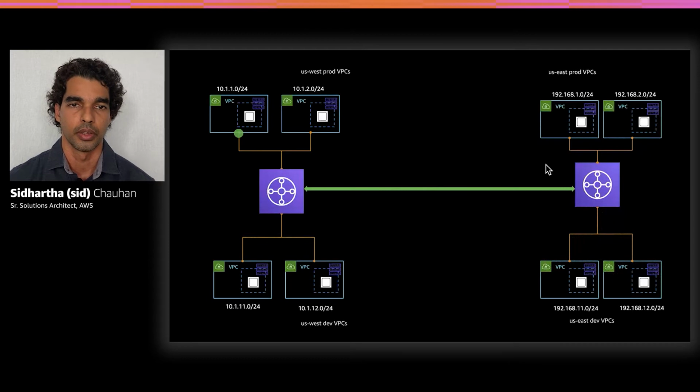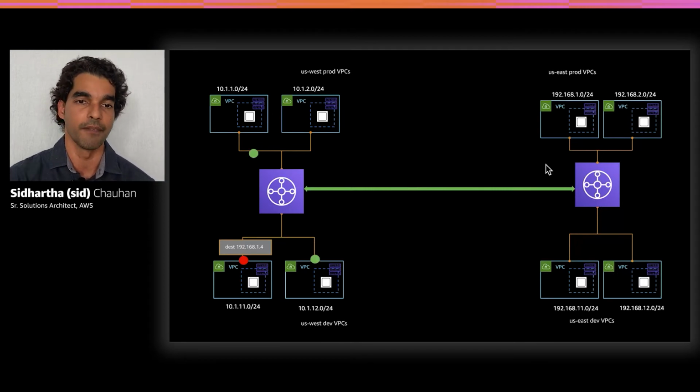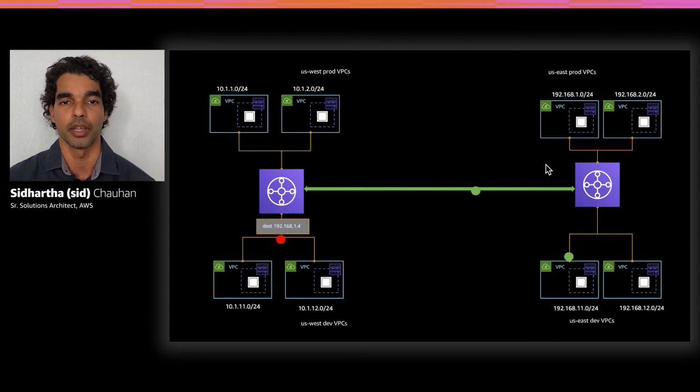So this is how the setup looks. You have prod VPCs talking to prod VPCs in a different region, and you have dev VPCs talking to dev VPCs in a different region. But if there's traffic which originates in your dev VPC destined for a prod VPC, it goes to the transit gateway and gets dropped. So this is what we want to establish.